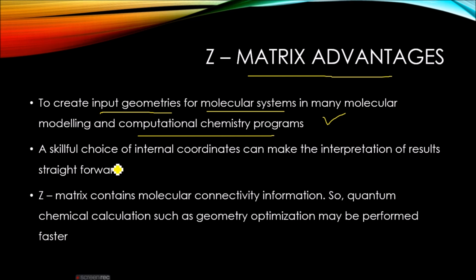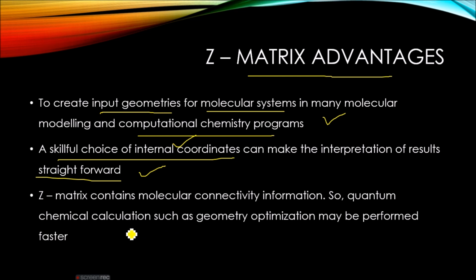And see, a skillful choice of internal coordinates can make the interpretation of results straightforward. Suppose I want the information about the gas phase hydrogen peroxide molecule. See what I did, I just changed the dihedral angle, or you can change the values to match your experimental data, and you can get the result properly. You can just produce the results accurately.